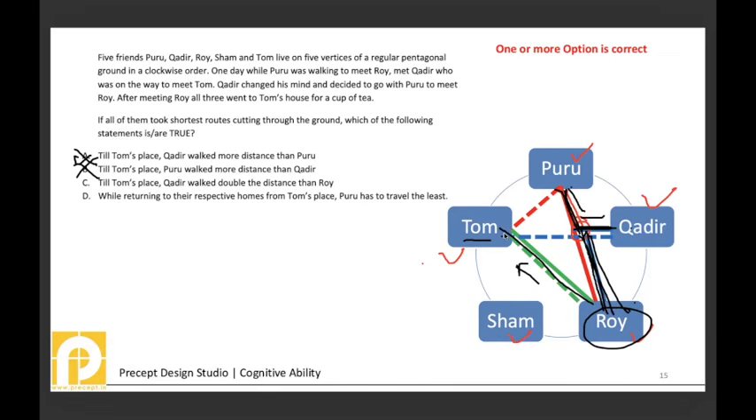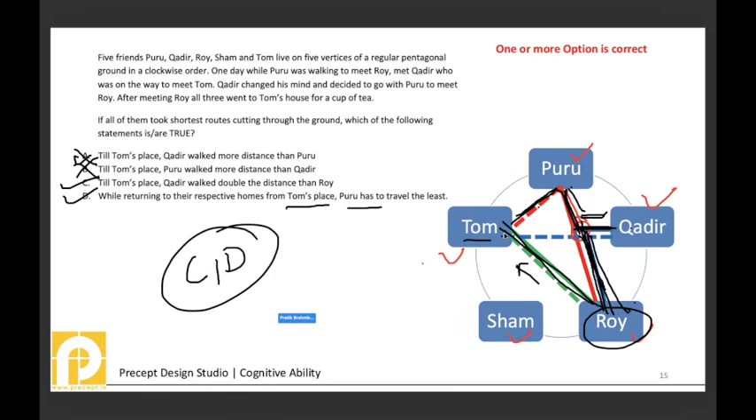Now, till Tom's place, Kadir walked double the distance of Roy. Yes, Kadir is taking one segment, a second segment, and a third segment, versus Roy taking just one segment. So C is correct. While returning to their respective homes from Tom's place, Puru has to travel the least. Yes, because Puru and Tom are neighbors, the least distance will be taken by Puru. So D is also correct. The correct answer is C and D both. We'll move to the next one.